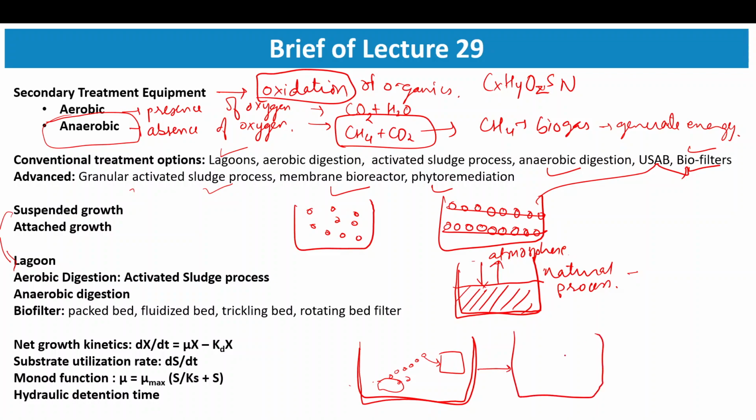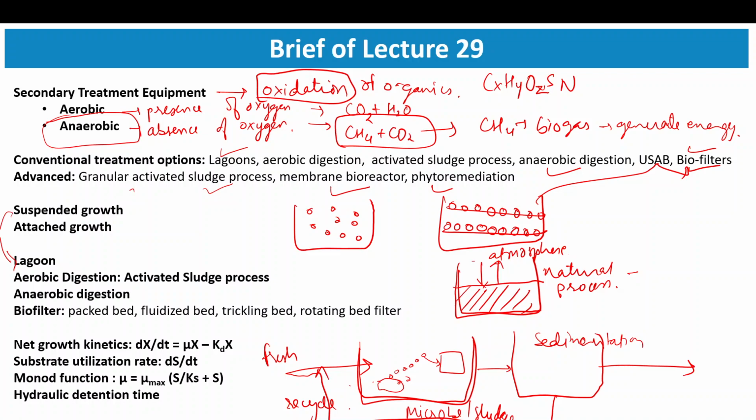Now it again goes to a sedimentation tank, where the sludge of these microbes, there will be some amount of live bacteria and some amount of dead bacteria. So you do not waste it all at a time. You recycle some amount. This is fresh and this is recycle. So you recycle some amount of microbes, or you can say sludge.